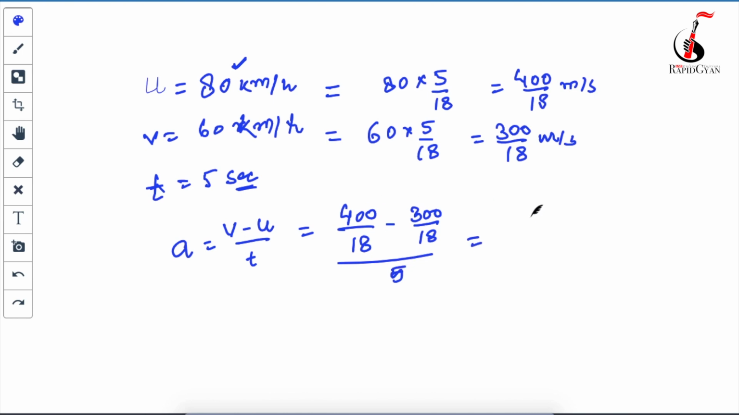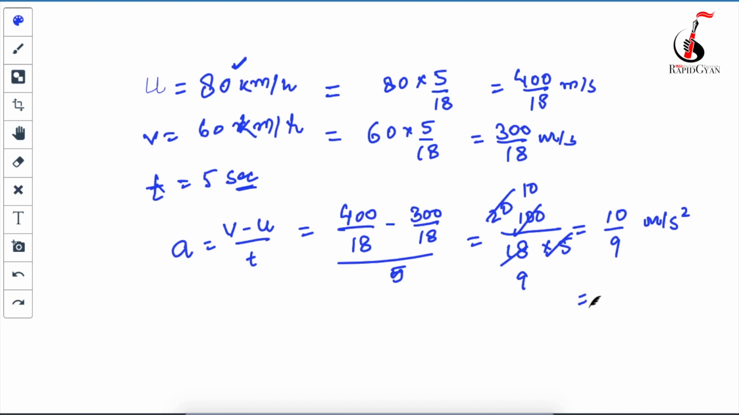400 minus 300 you will get, because the denominator is 18 only, so it will become 100 upon 18, and this 5 will go into the denominator, 18 into 5, which is your 90. Then this will become 10, this will become 9. So my answer is 10 upon 9 meter per second square. If you want you can solve it also, but you can leave your answer over here.